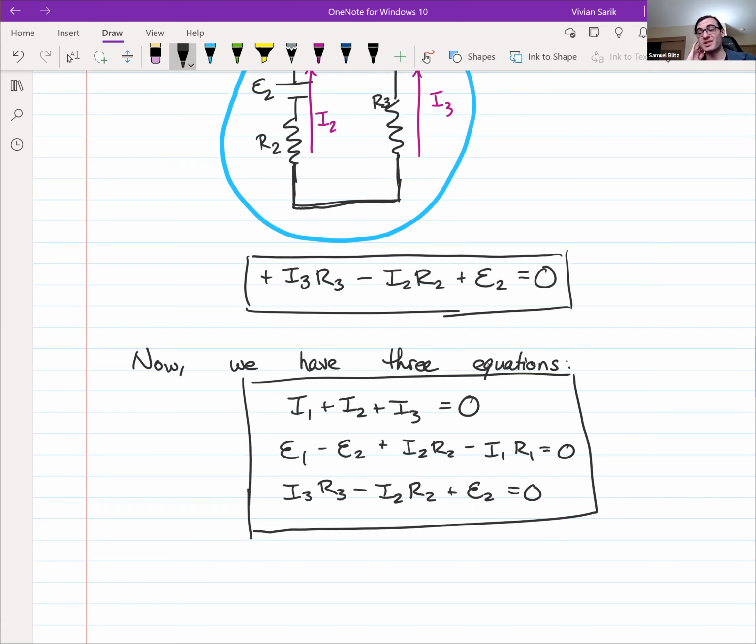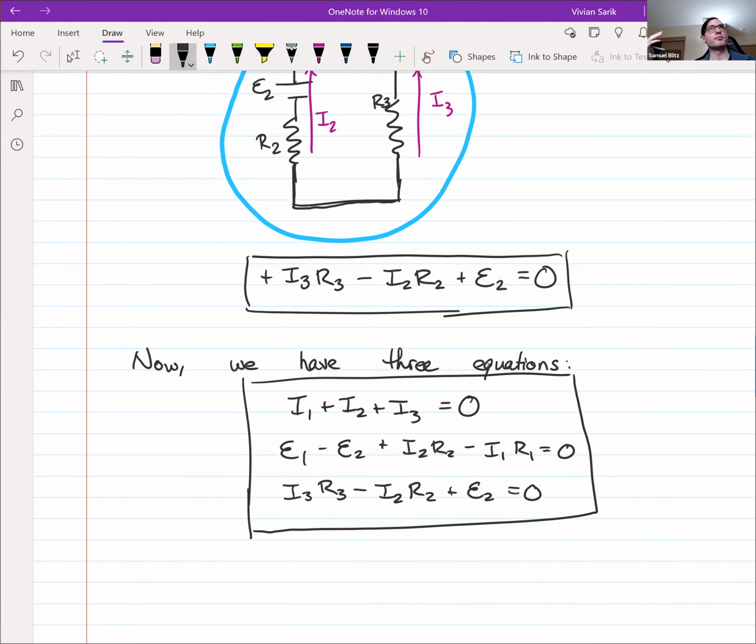So there is something to be said that as you get more experience with these things, you'll get better at picking the good loops or the good junctions to use these rules for to reduce the algebra load. But in general, as long as you pick enough independent junctions or loops, it doesn't actually matter which ones you choose. You'll just get some set of algebraic equations that you can then solve.